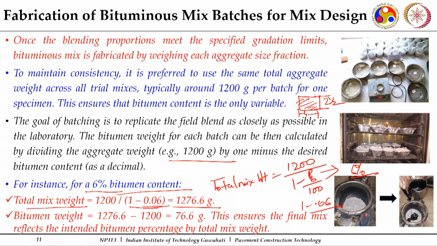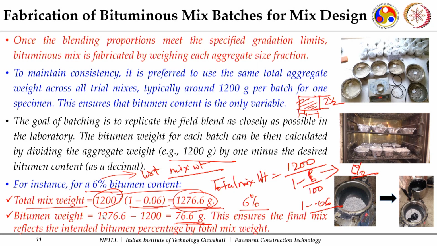Now, aggregate weight was my 1200 and my total mix weight is 1276.6. So, the weight of bitumen which I have to incorporate is 76.6 grams. So, if 76.6 grams of binder is there in 1276.6 gram of mix, then it makes 6% of bitumen. And I always prefer to have these binder contents with respect to my mix weight. You can have it with respect to aggregate also, but for mix design computations you will find it is easy to work out with respect to the total weight of the mix.